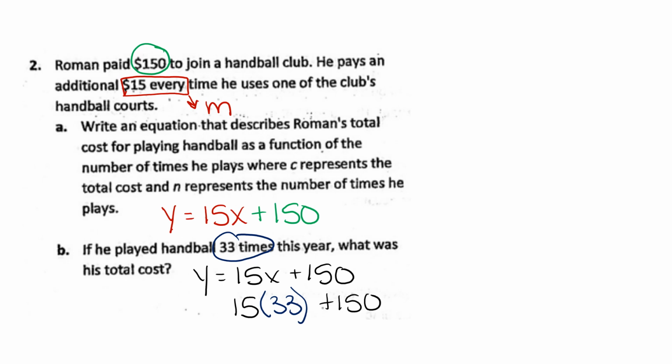So we're going to multiply our 15 by our value 33 as given in letter B. And when we multiply 15 times 33, we get 495, plus the $150 fee is a total of $645.